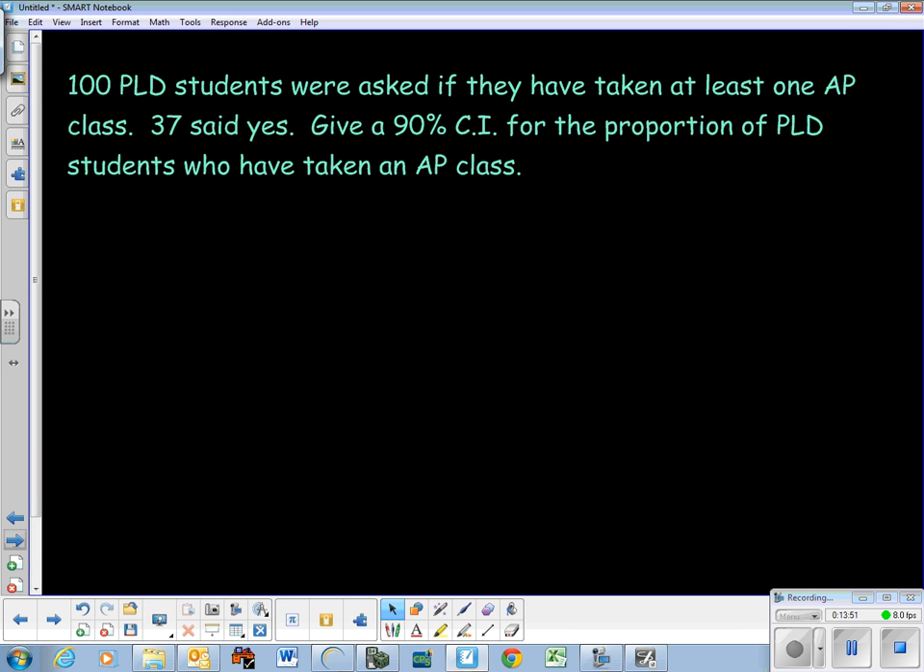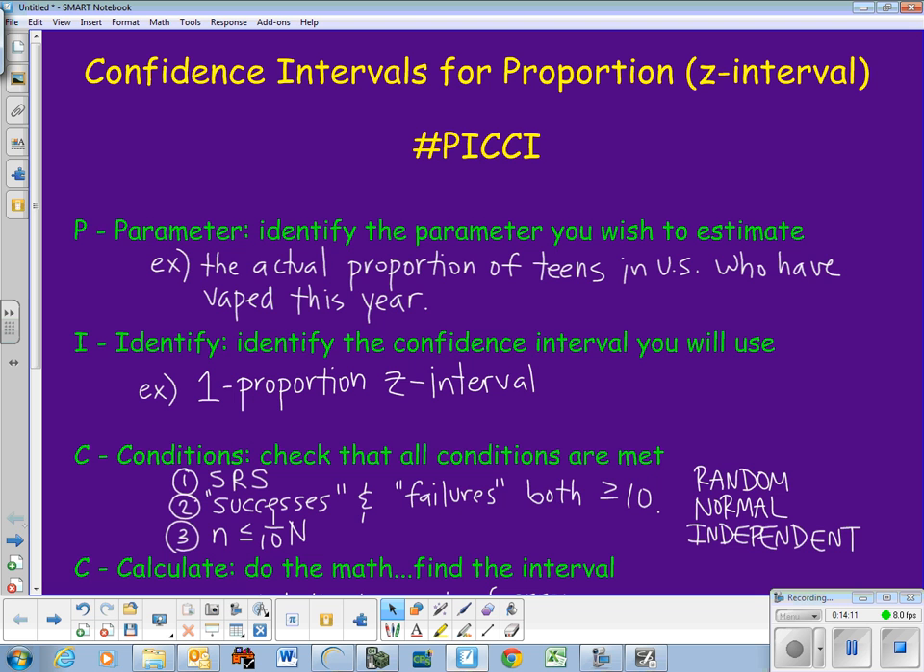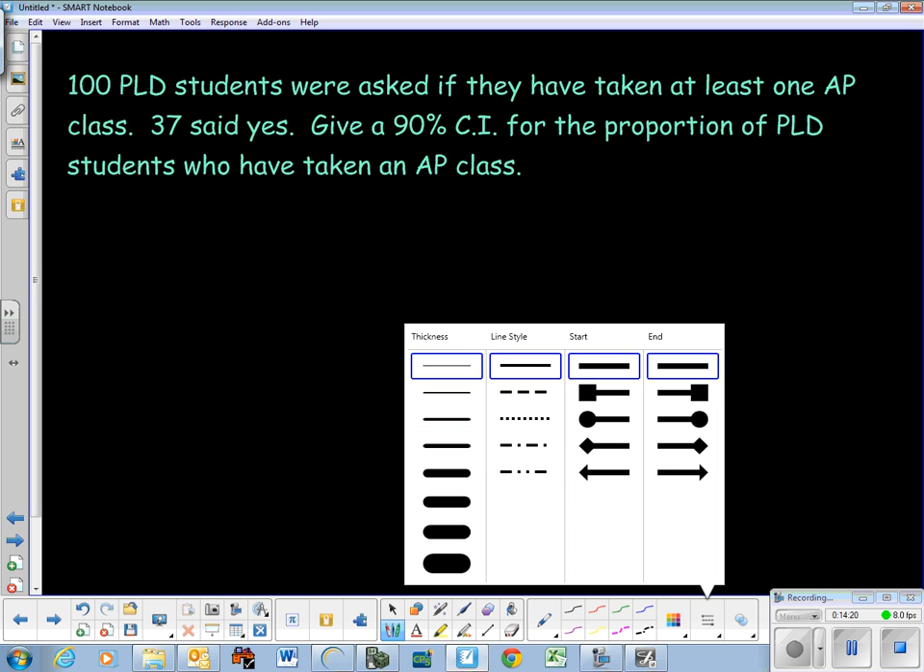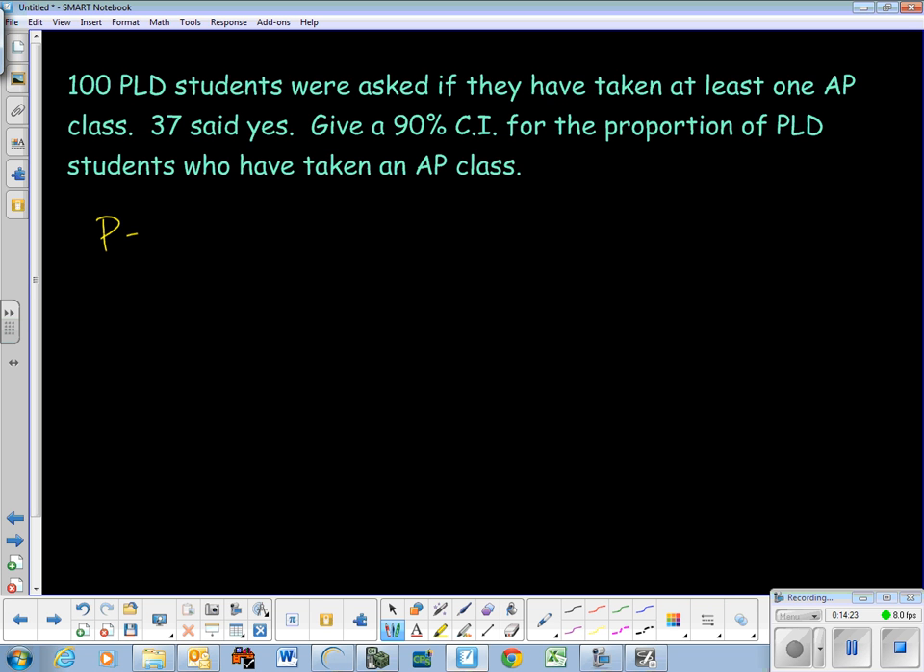All right, so quick example. Okay, so here's a nice, simple, typical example. 100 PLD students were asked if they have taken at least one AP class. 37 said yes. Give a 90% confidence interval for the true proportion of PLD students who have taken an AP class. So this is different now. The only number I know is that 37 out of 100 said yes. All right, so remember our 5 steps. Identify the parameter you wish to estimate. This is basically just restating the question. You might feel like this is a waste of time, but I promise you it is not. Also, on your AP test, you don't want to write PICCI. That is something made up and sort of silly, but you do want to do those 5 things.